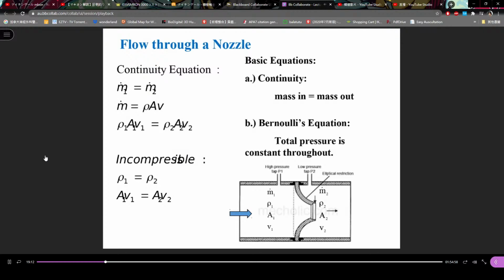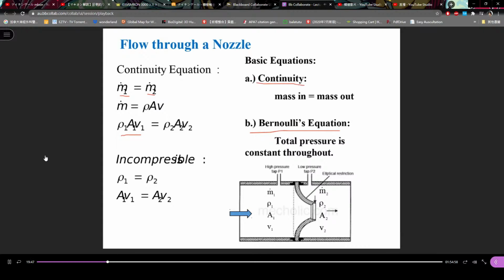Sorry, there's something wrong with this. Is it M1? Is it M2? Is it Q1, A1, B1? Okay. Now we have to use the energy equation. I mentioned that if we don't consider friction, then it is Bernoulli's equation. And we also need to use a continuity equation.